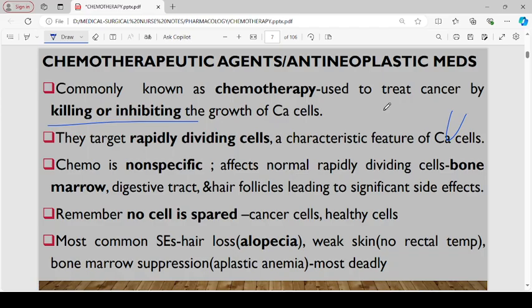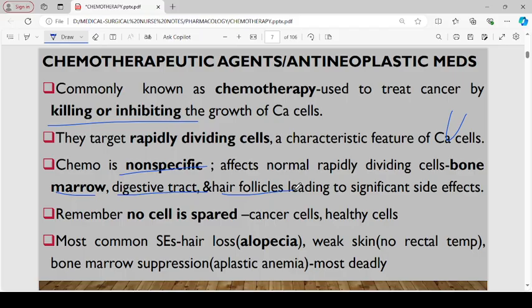Unfortunately, chemo is not specific, all right? It's non-specific. That means what? That means it's going to affect both healthy and abnormal cells. So when it affects normally rapidly dividing cells, like the cells of the bone marrow, the digestive system, and the hair follicles, it normally leads to significant side effects.